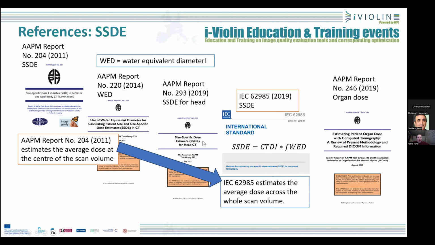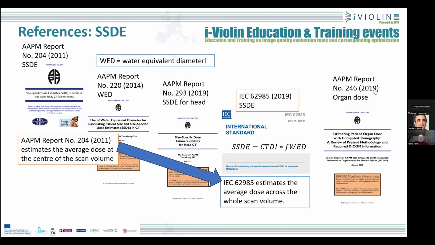And there was one important change in this history. The AAPM report was proposing this SSDE calculated from the central part of the scan volume, but in the IEC standard, they actually propose this average dose across the whole scanning volume, which also represents the actual patient dose much better, because there can be big variations in the size of the patient within the z direction.